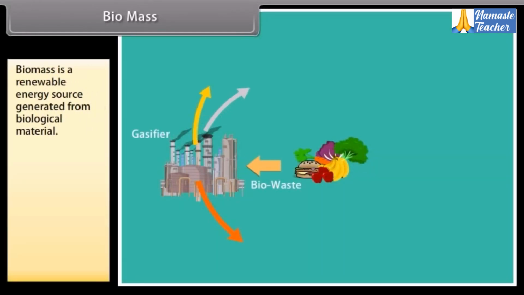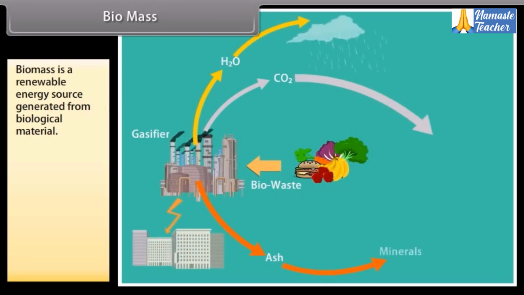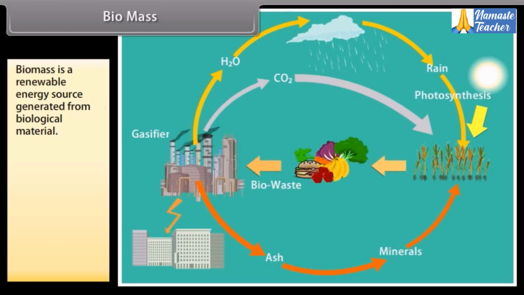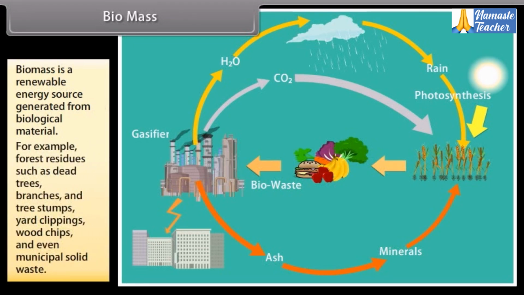Biomass. Biomass is a renewable energy source and is generated from biological material that is derived from living or recently living organisms. As an energy source, it is either used directly or converted into other energy products such as biofuel. For example, forest residues such as dead trees, branches, and tree stumps, yard clippings, wood chips, and even municipal solid waste. Biomass also includes plant or animal matter that can be converted into fibers or other industrial chemicals.